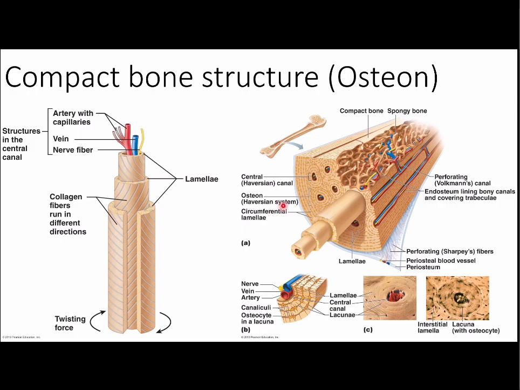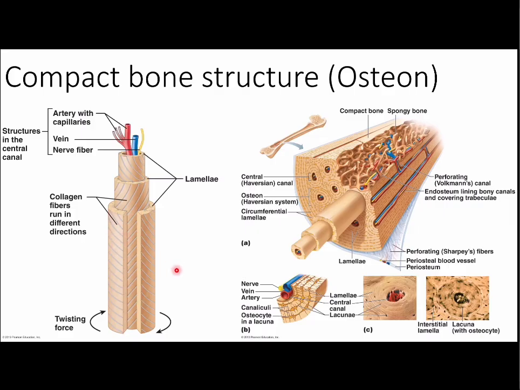Now, if we're looking at the osteon itself, let's move over to this image to the left. We have these concentric circles that run around the center of this osteon, and these concentric circles are referred to as your lamellae. They are made up of collagen fibers. If we look right here, you can see the collagen fibers in each lamella run in opposite directions. They run in the same direction within the same lamella, but then if we move out to the next one, they run in the opposite direction. Then if we move out to the next one, they run back in the same direction as the one before.